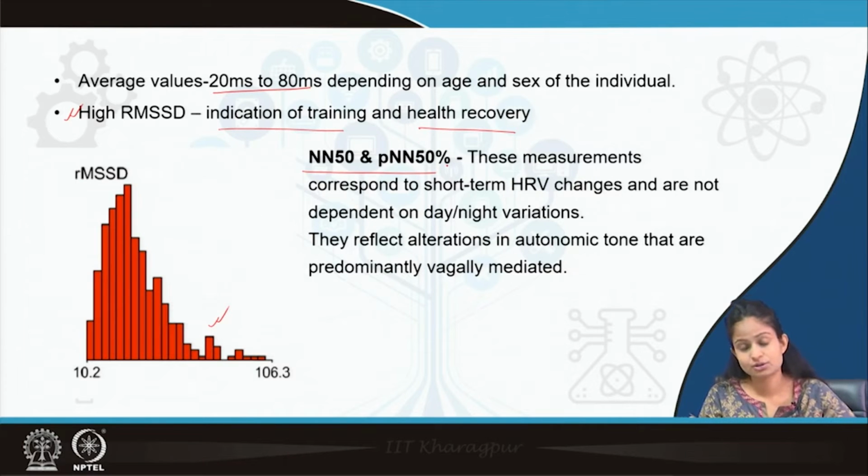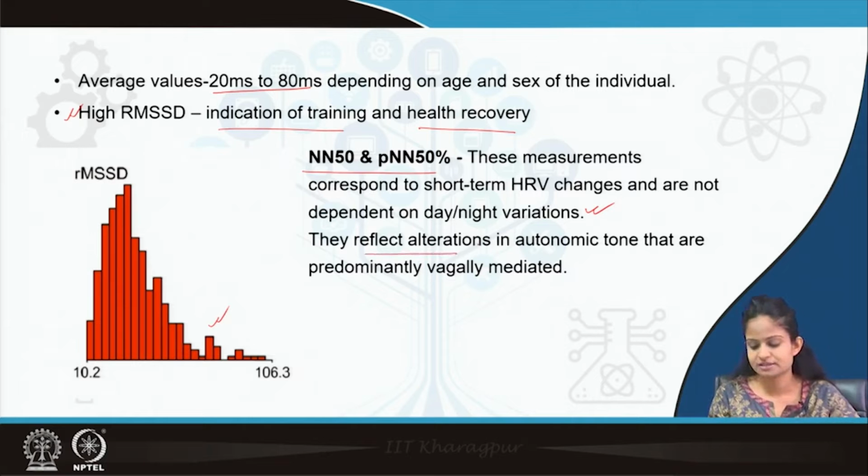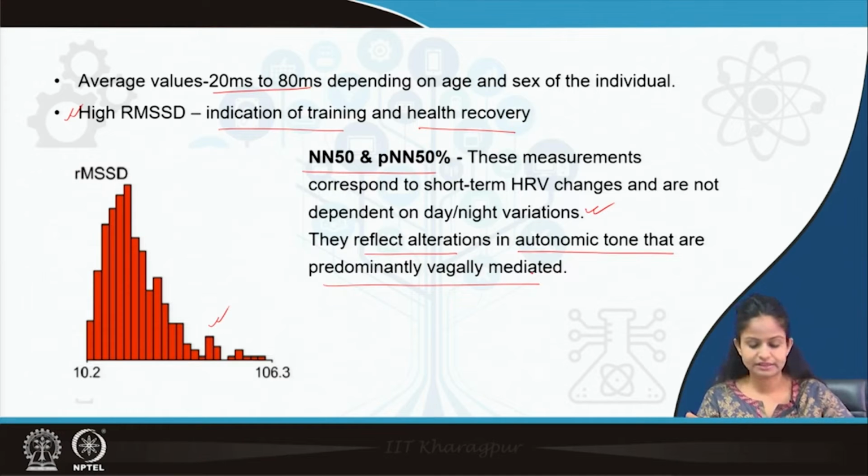So, next we have NN50. NN50 measurements also correspond to the short term HRV, which are not usually related to the cyclical or the day and night changes, and they are also usually parasympathetically or vagally regulated. So, they reflect alterations in autonomic tone that are predominantly vagally mediated. So, that is NN50.